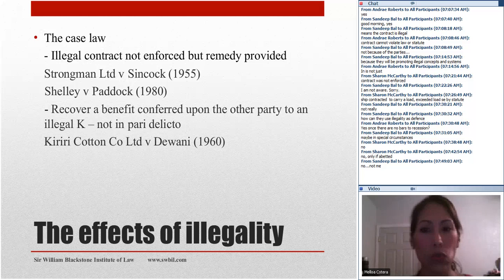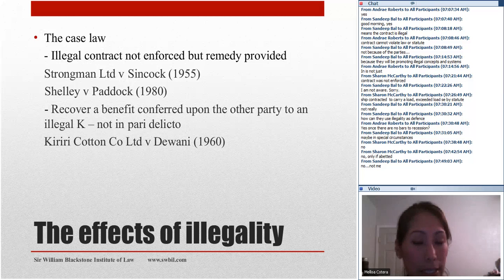So, in Shelley versus Paddock, the plaintiff was, by the fraud of the defendant, induced to enter into a contract to buy a house in Spain and to make payments under it which were illegal, as they violated exchange control regulations. Since the plaintiff's breach of the law was innocent and resulted from the defendant's fraud, the plaintiff was entitled to damages for that fraud. So here we can see the plaintiff was not aware that she was breaching the law. However, because she was induced into this contract by this fraud, she was entitled to damages for that fraud.